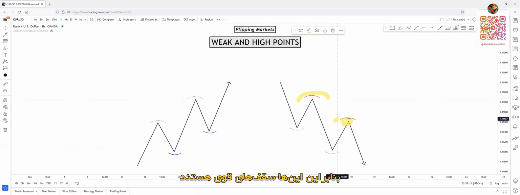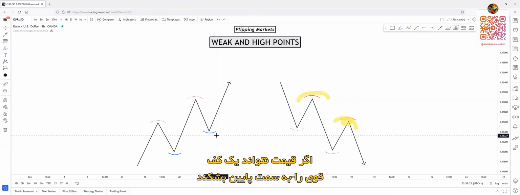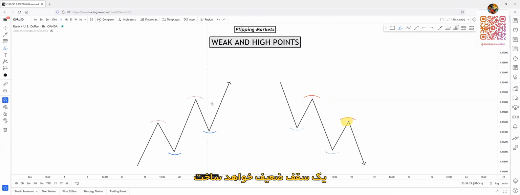So these are the strong highs. These are the strong lows. Okay, but what do we call a weak high or weak low? In a bullish example, if price fails to break below the last strong low, it will create a weak high.